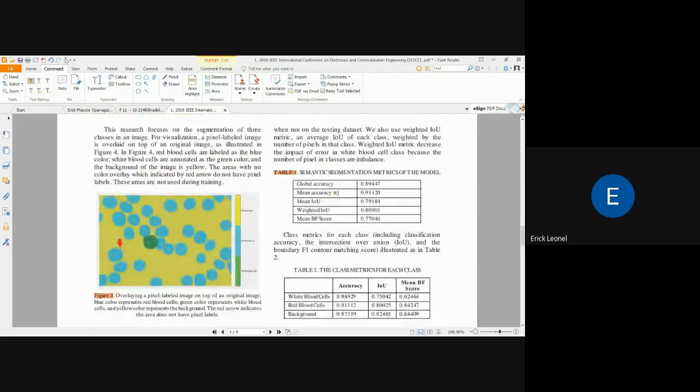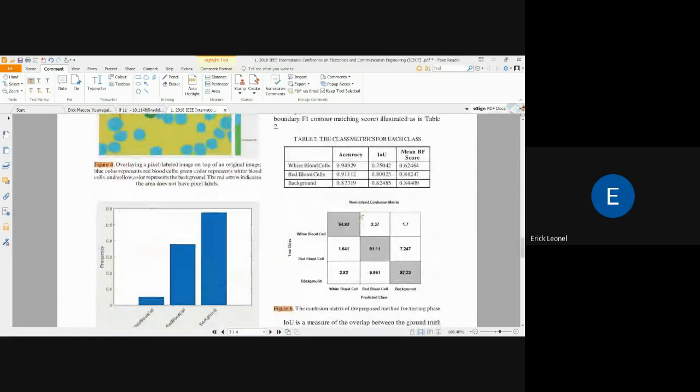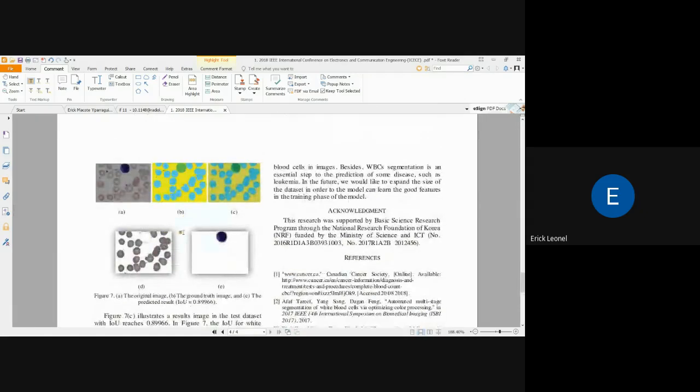With this in mind, Table 1 shows the semantic segmentation metrics to evaluate the quality of the model on testing data sets. In Figure 6, a confusion matrix of the proposed method on the testing data set is shown. True positives for the white blood cells, red blood cells, and background class correspond to the diagonal values. And finally, Figure 7 shows in A the original image, in B the ground truth image, and in C the predicted result.